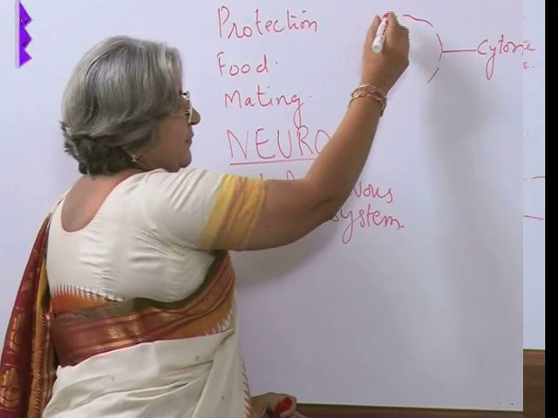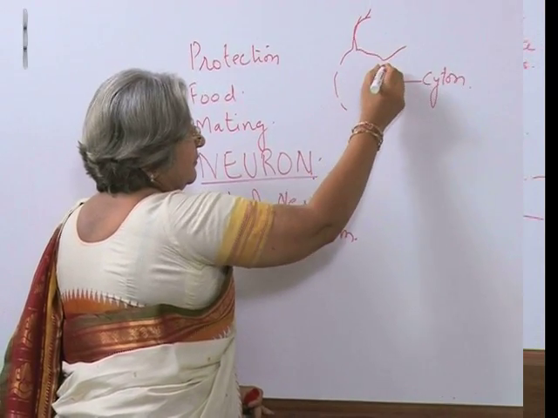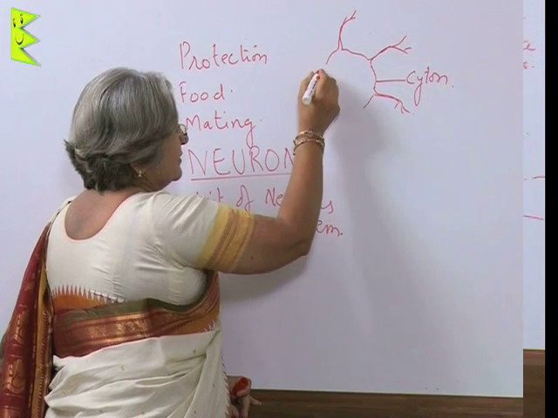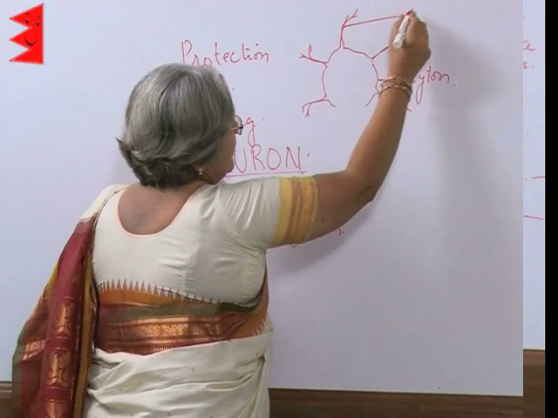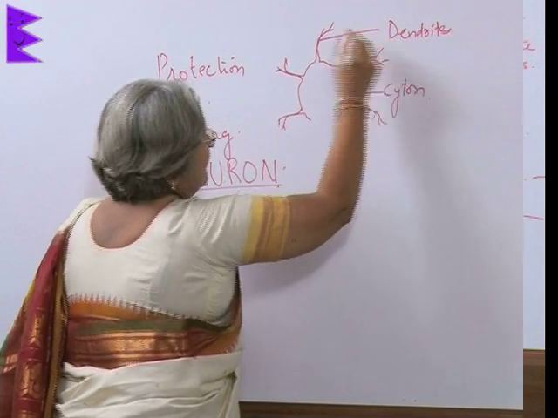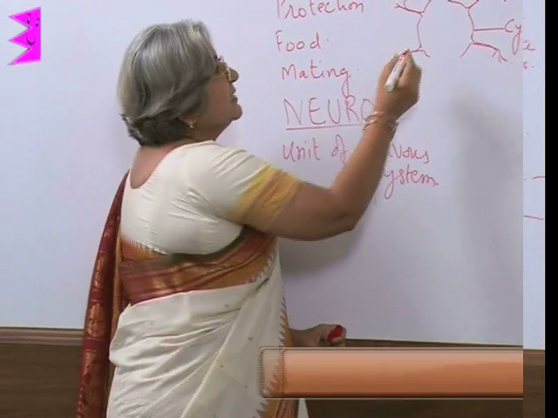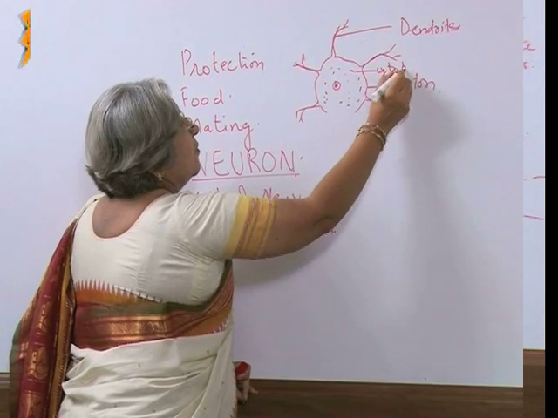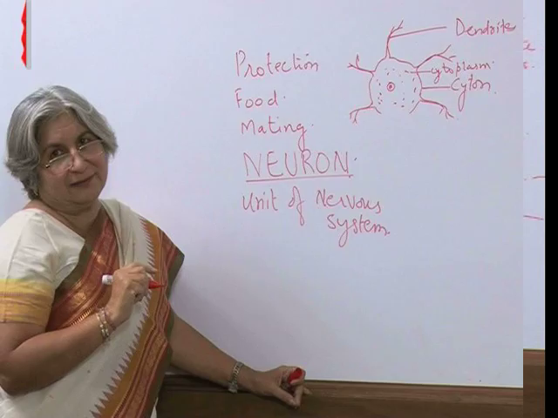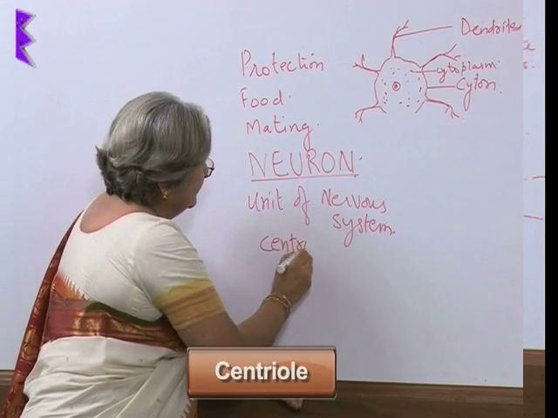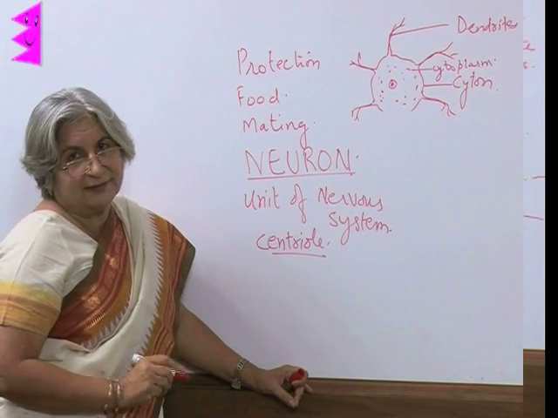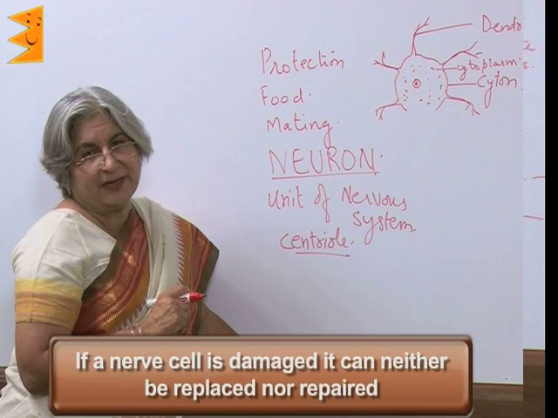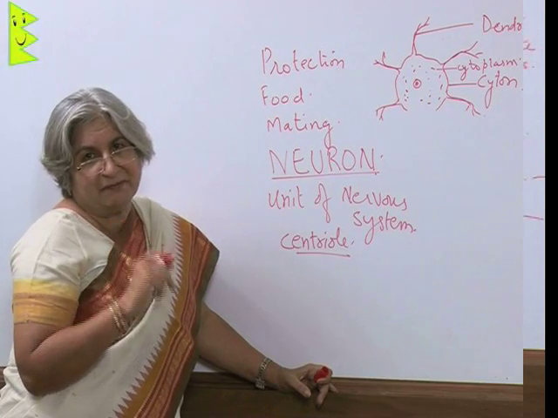Now, you must be wondering why these gaps? These are the branches that occur from the cyton. These branches are called dendrons and their further branches are called dendrites. So, these are the dendrites. You must have rightly guessed, it is the dendrites that pick up the stimuli. The cyton has a large nucleus, lot of cytoplasm. All cell organelles except one, the centriole. So, what is the result? It cannot divide. That is why if a nerve cell is damaged, it can neither be replaced nor repaired. It is just a total loss. So, my dear, nerve cells are very important.